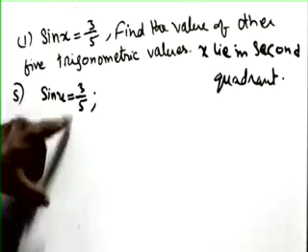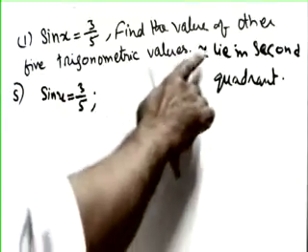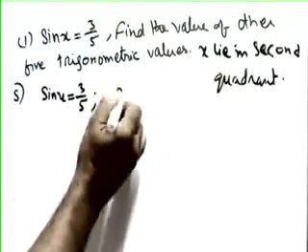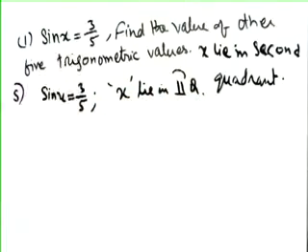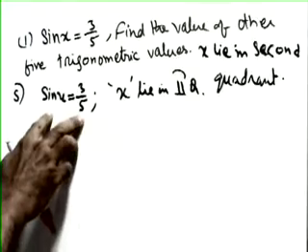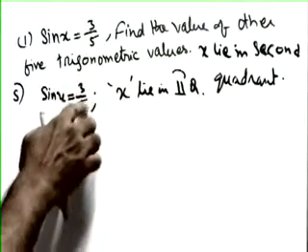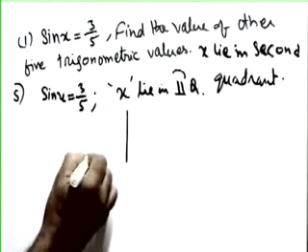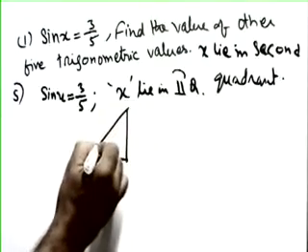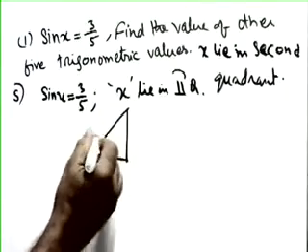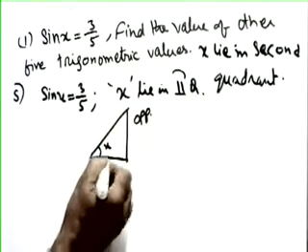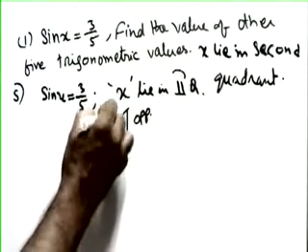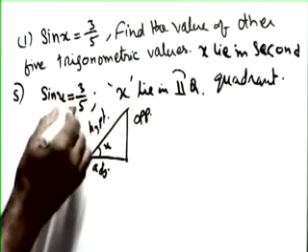See here, sin x equals 3 by 5. Let me write what is here: x lies in the second quadrant. Now using this we have to find, what is sine actually? Opposite by hypotenuse. Let me draw a little figure here. So the angle is x here. We know this is opposite, this is adjacent, and this is hypotenuse.